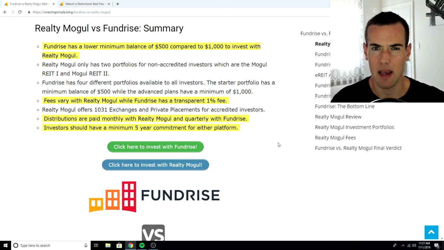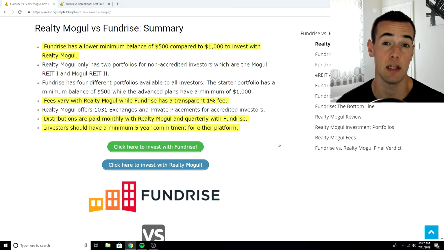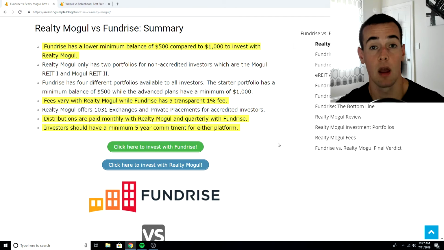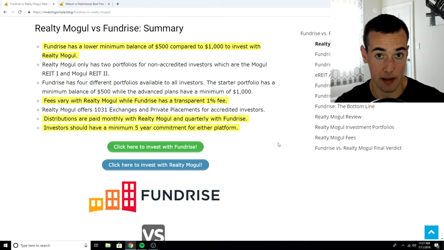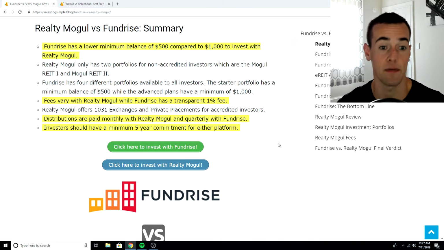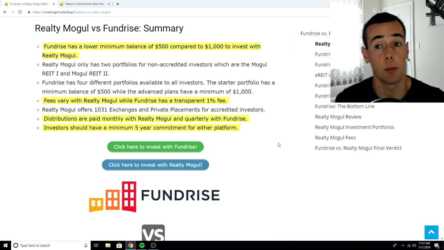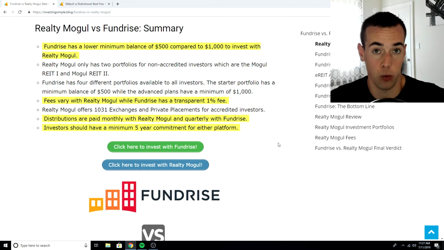So those are the basic differences. We'll get into a little bit more detail here on both platforms. But the key differences are the minimum account balance, the fee structure, and the dividend. And in a little bit here, we'll look at what you're actually investing in with these different portfolios, and the differences between the Realty Mogul REITs and the Fundrise portfolios that are available to you.